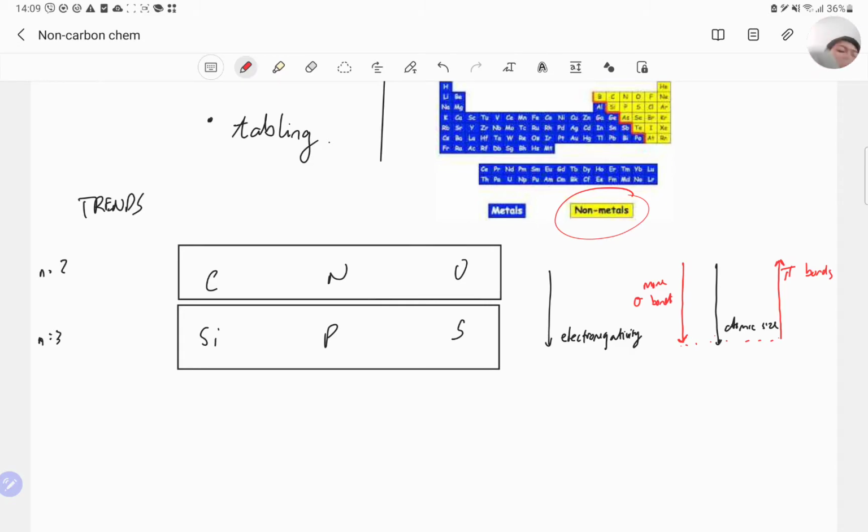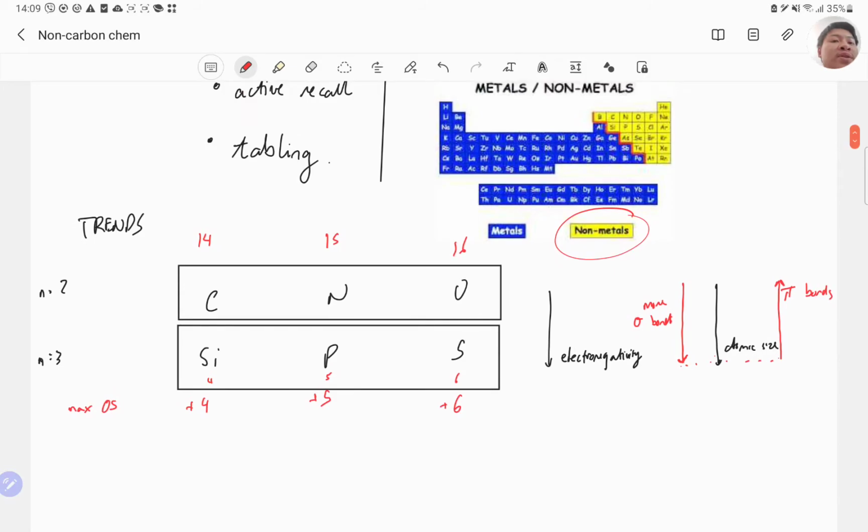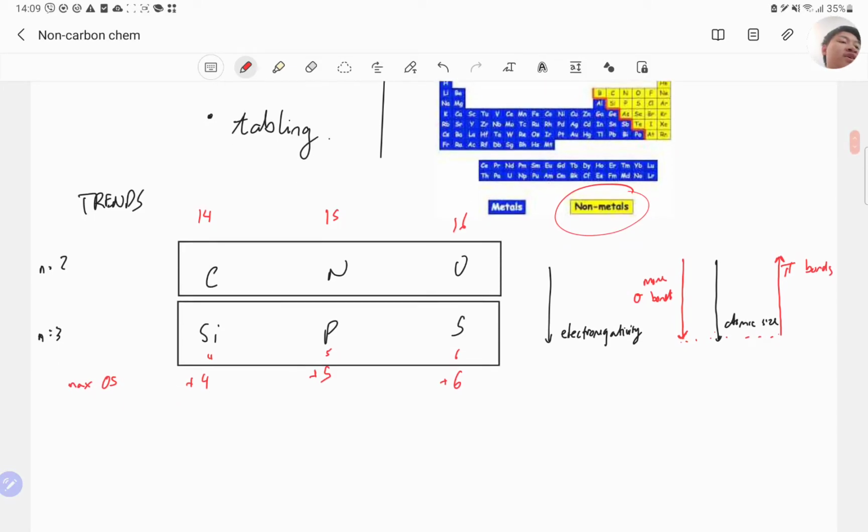Okay. Another thing is oxidation state. This group here is 14, 15, 16. So you have 4 valence electrons here, 5 and 6. Also the maximum oxidation state will be 4+, 5+, and 6+. What that means is, because you have 4, 5, and 6 valence electrons, you will lose all of them, and you have 4+, 5+, and 6+ respectively. So that's it so far for the electronegativity.